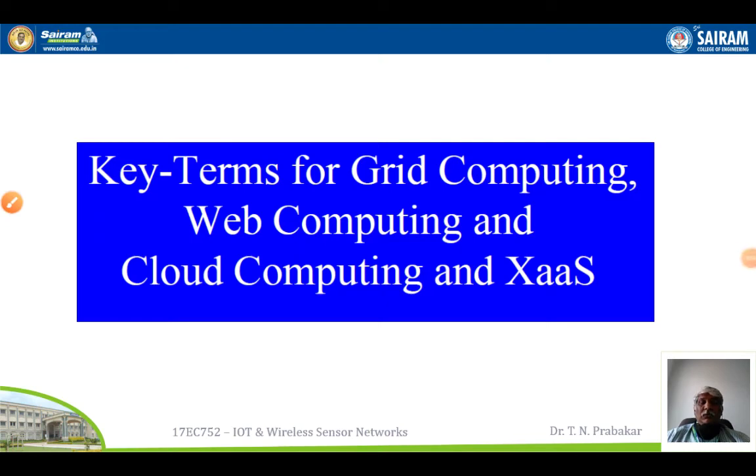Now we are getting into the second part of Module 2. Before getting into Module 2, we will see the key terms. The key terms here are grid computing, web computing, cloud computing, and XaaS, which stands for everything as a service, like platform as a service, software as a service, and everything as a service, that is, how we can get the service from others.